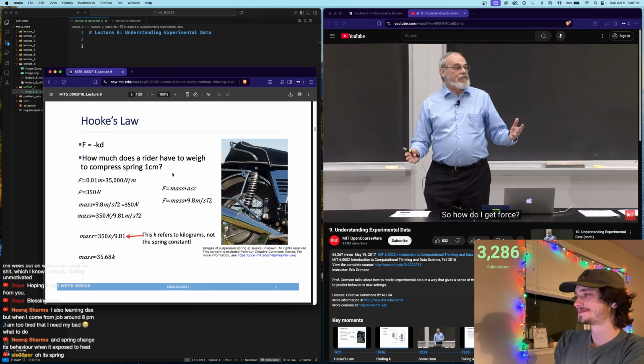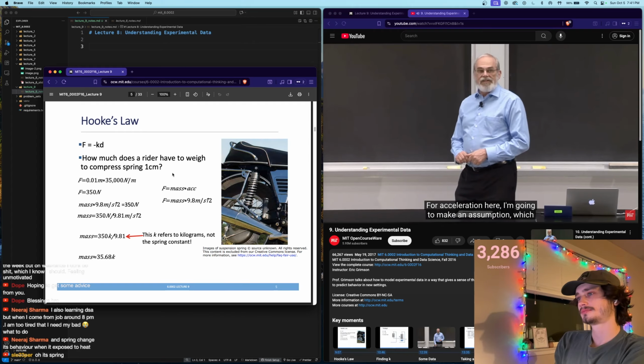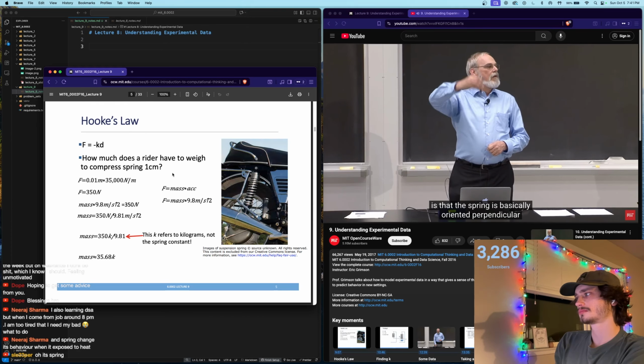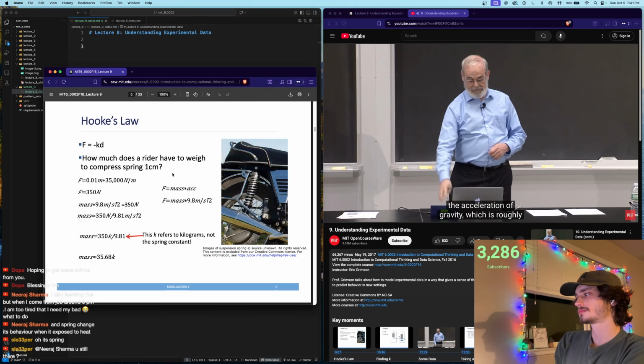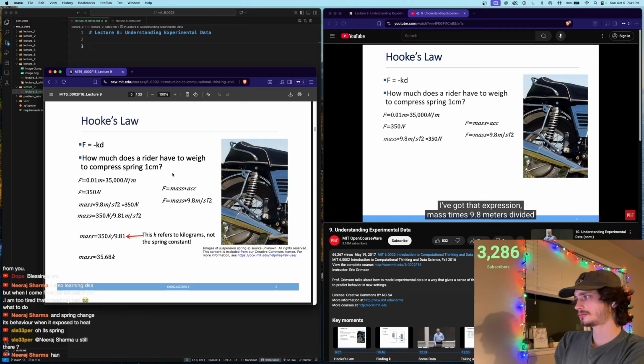So, how do I get force? Well, you know that: mass times acceleration, F equals ma. For acceleration here, I'm going to make an assumption, which is that the spring is oriented perpendicular to the Earth, so that the acceleration is just the acceleration of gravity, which is roughly 9.8 meters per second squared. It's basically pulling it down. Remember, what I want to do is figure out the mass I need. So for the force, I'm substituting that in. I've got the expression: mass times 9.8 meters per second squared is 350 newtons.